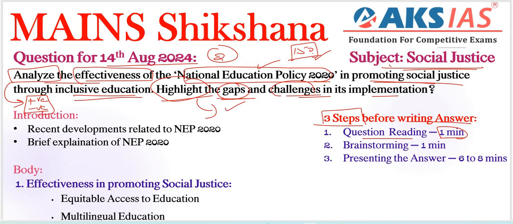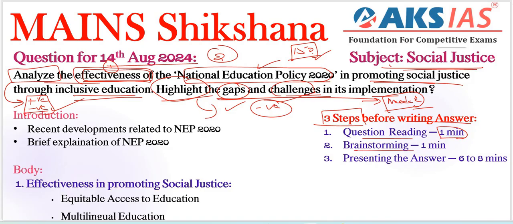So next, what are the important keywords here? Effectiveness is the first important keyword. Next, we need to write some negative parts, already mentioned in the question itself. They are asking for gaps and challenges, right? This is the negative for our analyze question tag. Then we need to give some needed measures. As usual, we need to give some needed measures here, right?